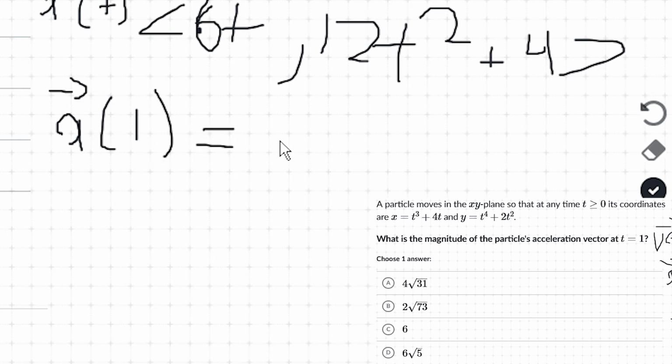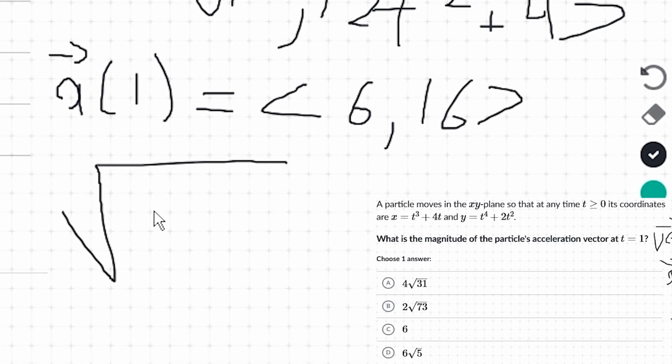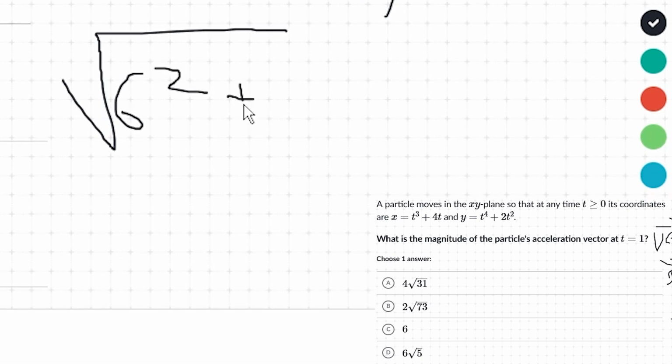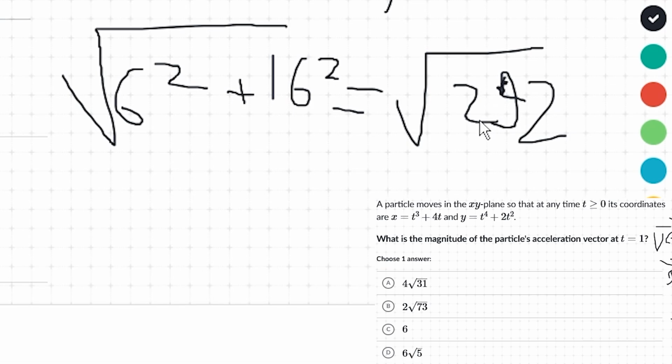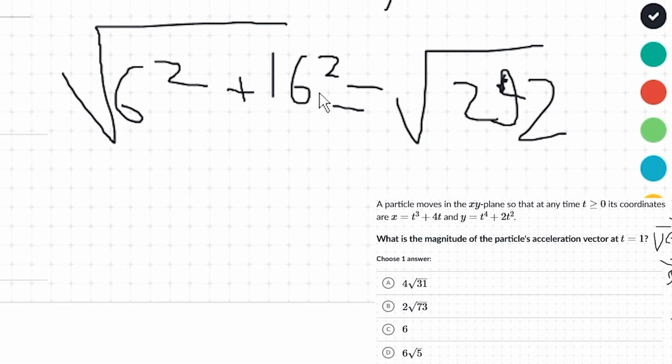So here it would be 6, comma, and then 12t squared, so that'd just be 12 plus 4, so (6, 16). And now to find the magnitude, we just put these into the Pythagorean theorem. So 6 squared plus 16 squared is going to be equal to 256 plus 36, which is going to be 292, right?